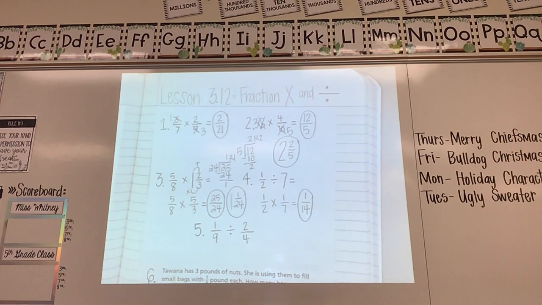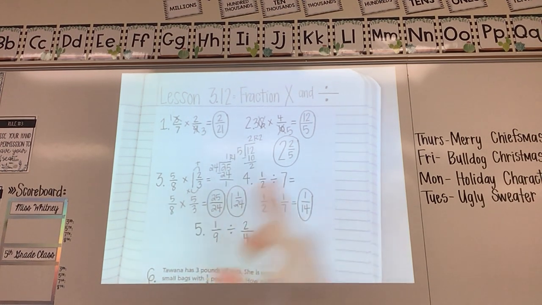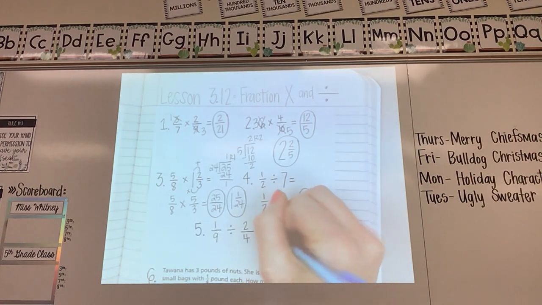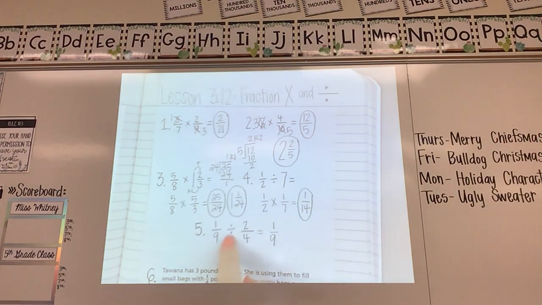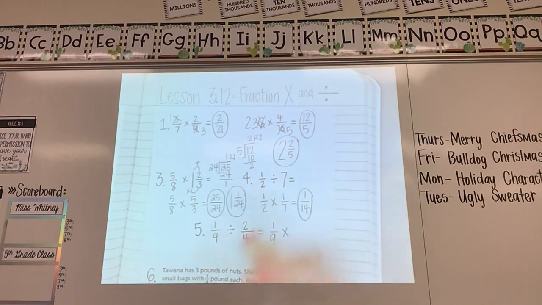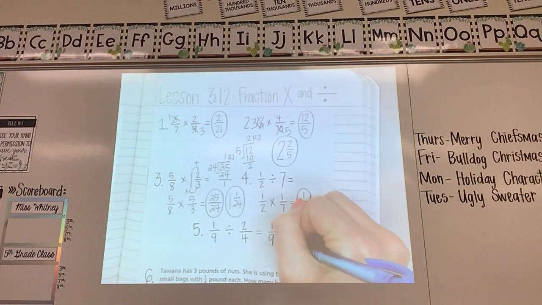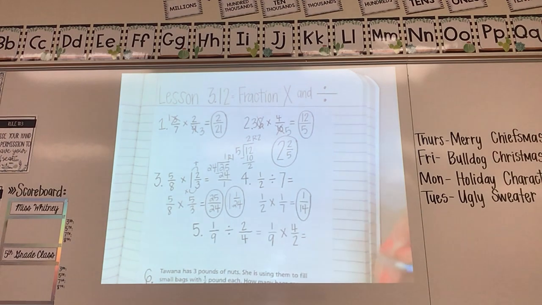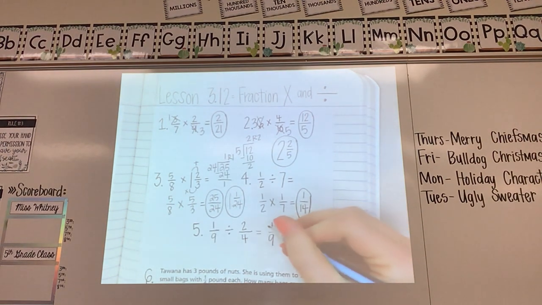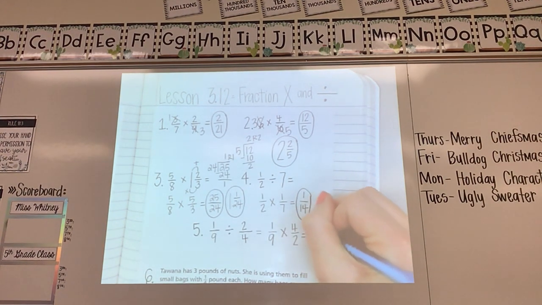Number 5, I see that I'm dividing again. So same, flip, flip, same. Copy down the very first number exactly how they give it to you. Flip my division to be a multiplication sign. And flip my second number. So when I flip 2/4, it becomes 4/2. And then I'm just going to go straight across, straight across. So 1 times 4 is 4, and 9 times 2 is 18. So I get 4/18.